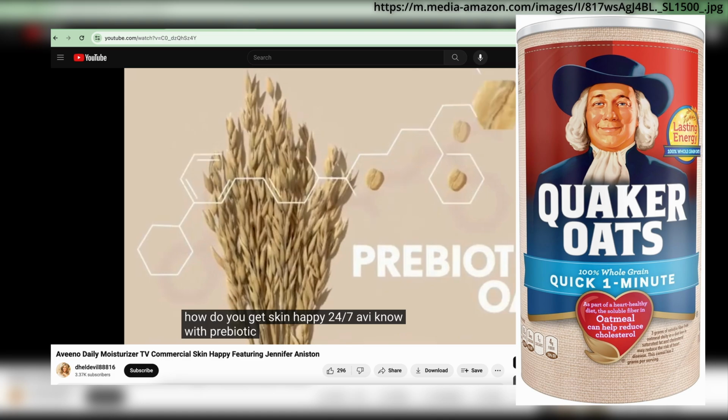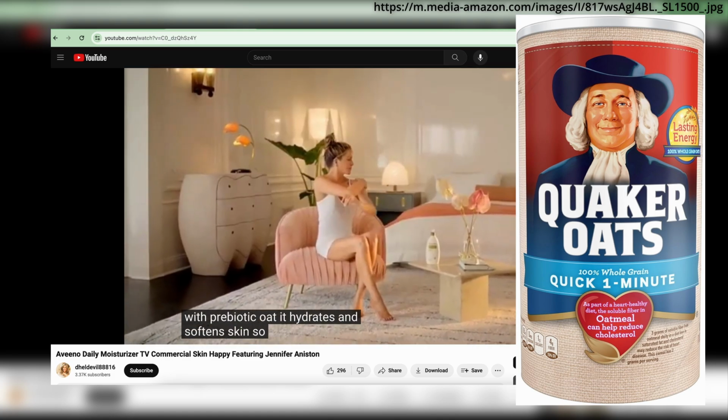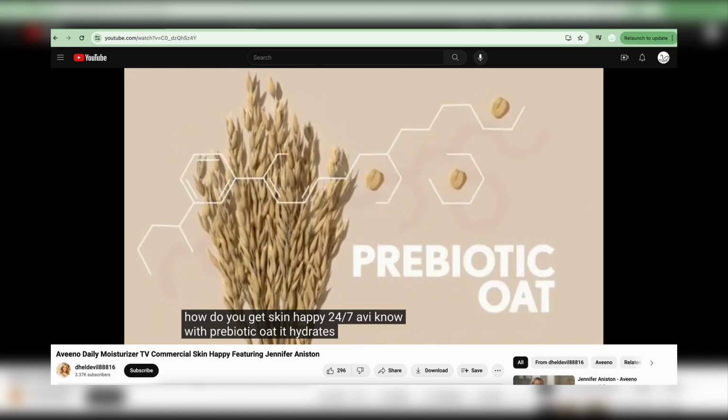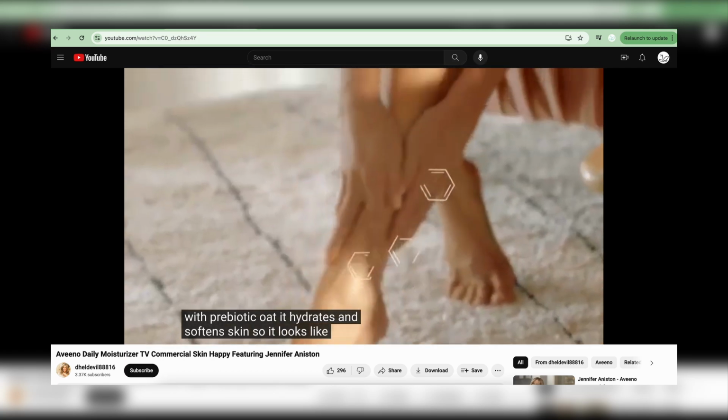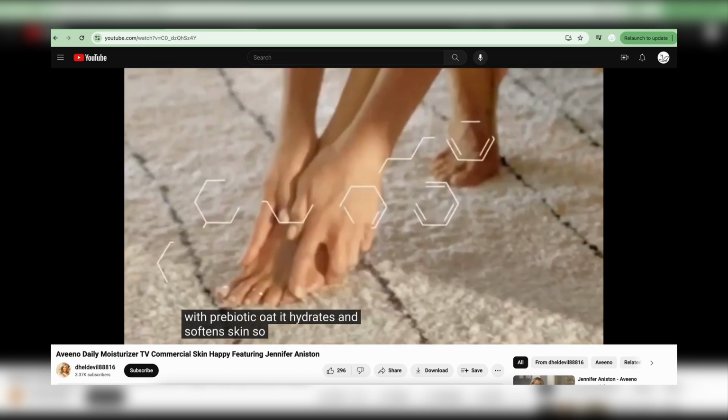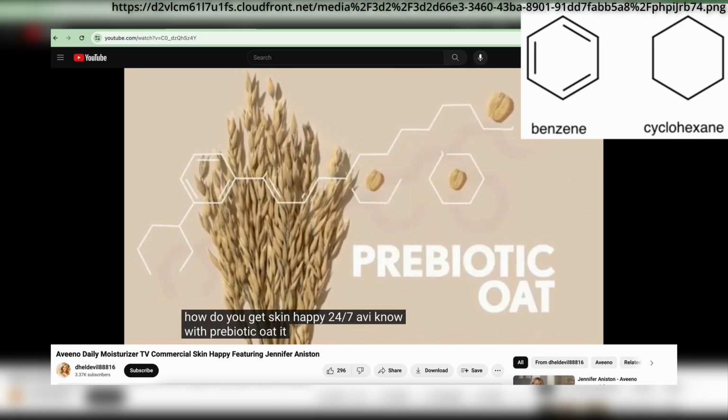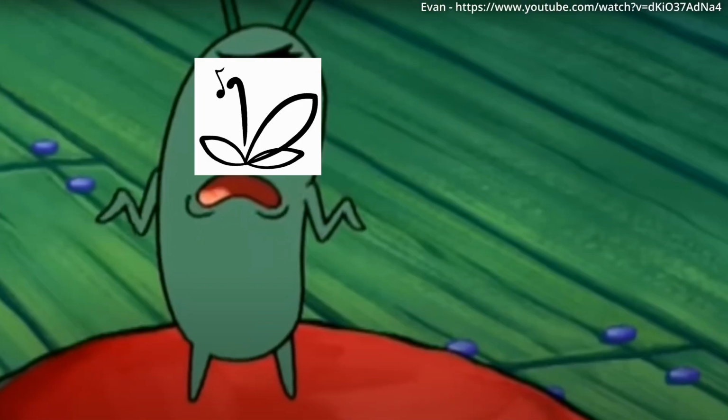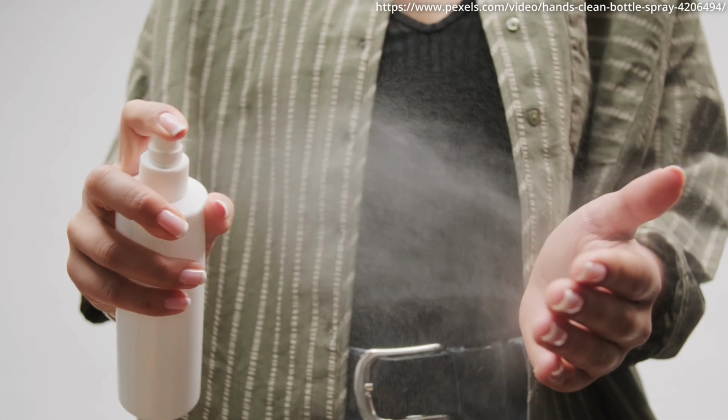They advertise that prebiotic oats hydrate and soften the skin, but what's interesting is that hexagons are their key advertisement. But this isn't just ordinary hexagons, but is actually a non-polar compound of benzene rings and cyclohexanes. What does this have to do with oats? I don't know. I never thought I'd get this far. Things with benzenes are usually an indication that a chemical is aromatic.